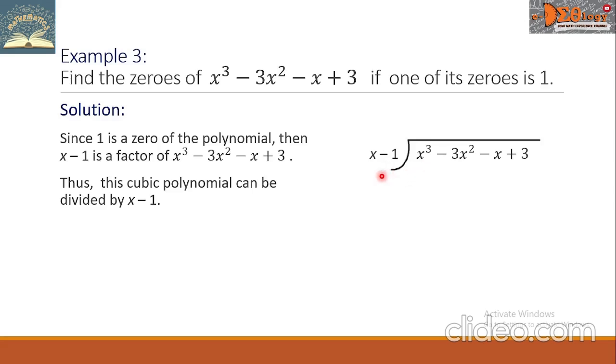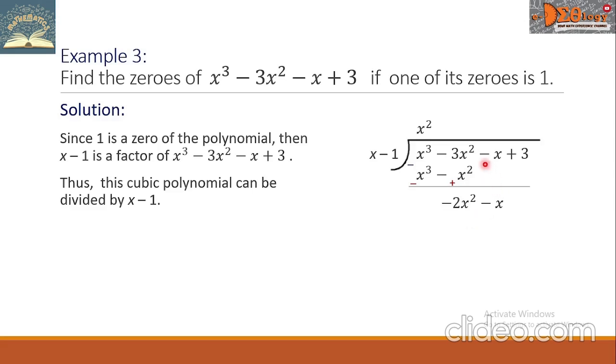X cubed divided by x. The answer is x squared. X squared times x, we have x cubed. X squared times negative 1, we have negative x squared. Then we subtract. We change the sign of the terms of the subtrahend. This x cubed becomes negative. This negative becomes positive. Then we add. X cubed plus negative x cubed cancel out. Negative 3x squared plus x squared, we have this negative 2x squared.